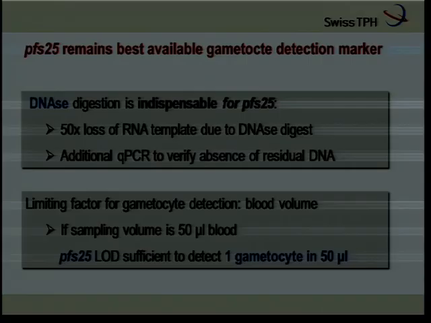The limiting factor here is probably the blood volume. If we could increase the blood volume, we would have a lot more sensitivity. We have sampled 50 microliters, and in these 50 microliters we have enough sensitivity to detect one single gametocyte. If we would sample 100 or 150 microliters, of course, we would increase the sensitivity. So for fieldwork, this is something to consider.